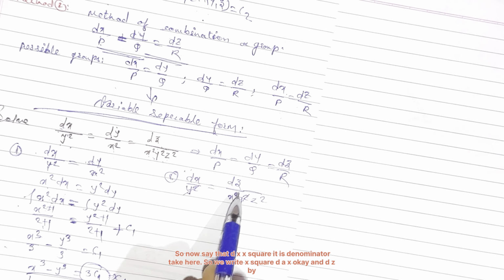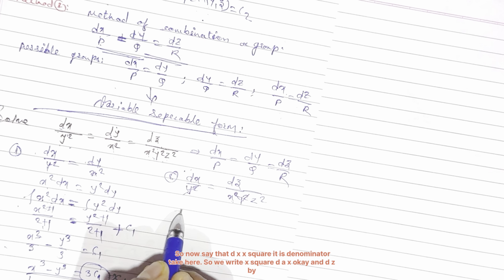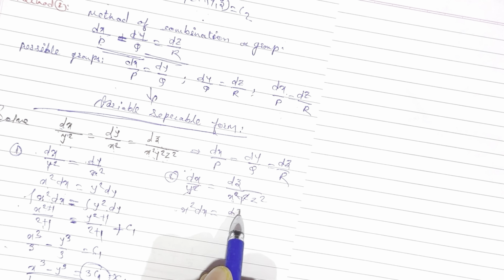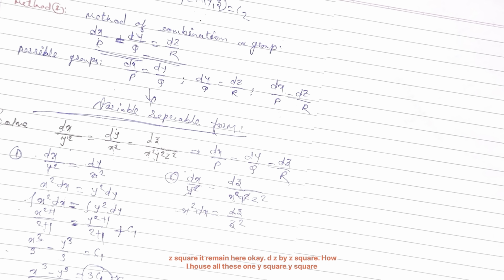Now see that dx, x square is the denominator, take it here, so we write x square dx, and dz by z square remains here. How have I solved this one? Y square got cancelled, x square denominator I took here, x square dx.